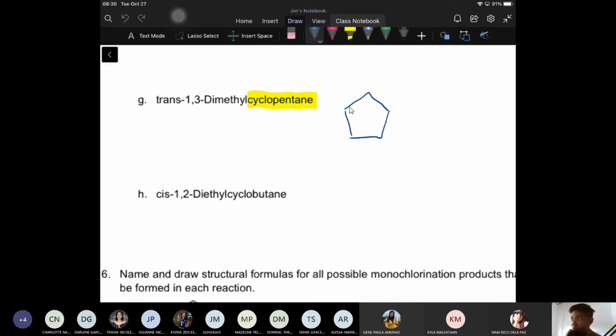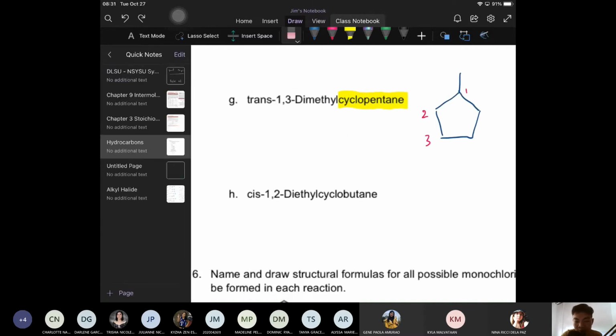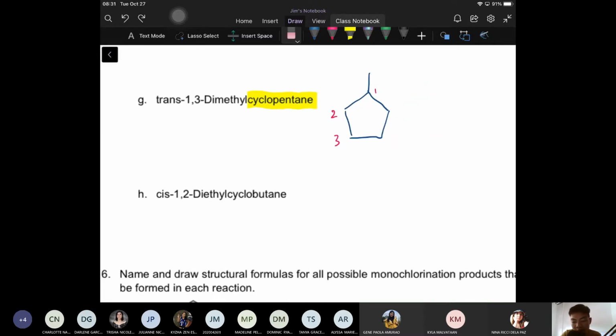It doesn't matter kung saan mo gusto ilagay yung unang methyl. Kunwari, gusto ko nandito yung methyl. Ganyan ko na lang. Yan, this will be my carbon 1. Then mag-count ng 1, 2, 3. Pwedeng dito yung 1, 2, 3. Ako, I prefer dito sa right side. Pero pwede rin sa left side, ha? Hindi porket di ko ginawa yun sa other side is mali yun.